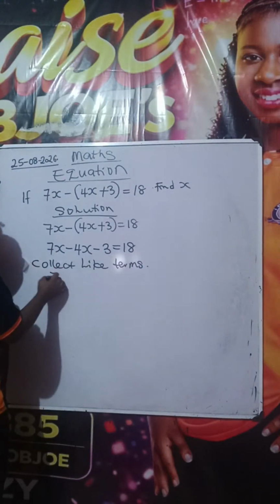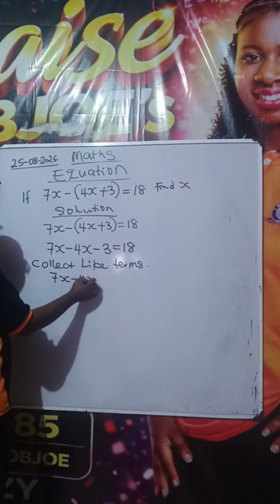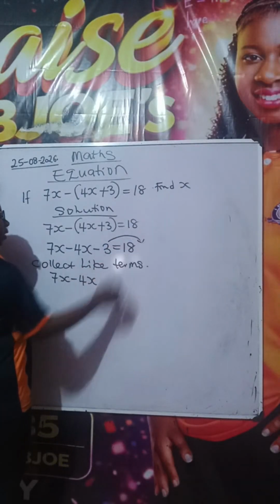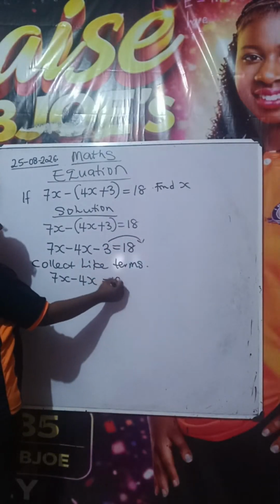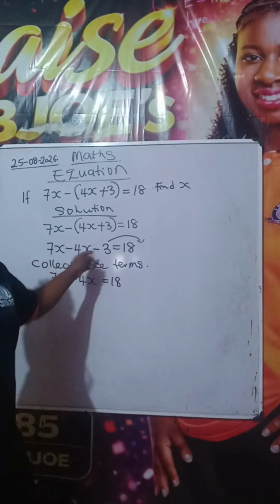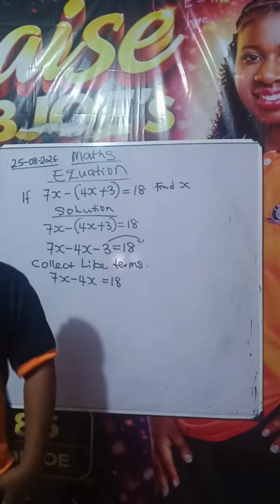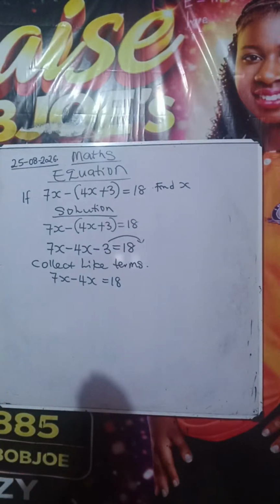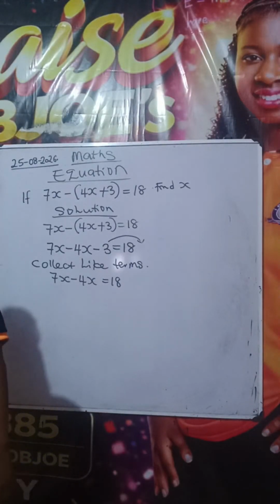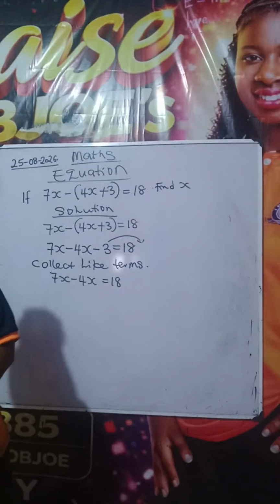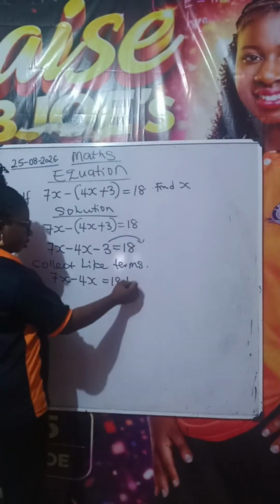So we have 7x minus 4x. I'm moving 3 to this side, and that will give me 18. If I move 3 to the right, will it be plus or minus? Okay, so it's going to be plus. All right, so we have plus 3.